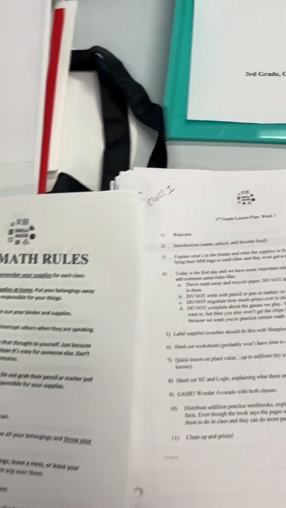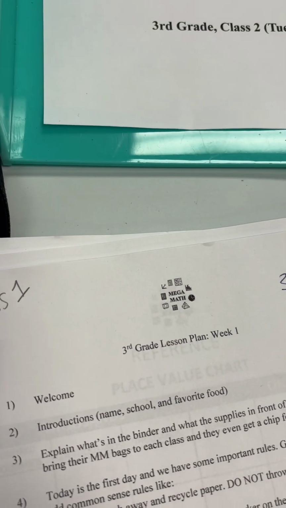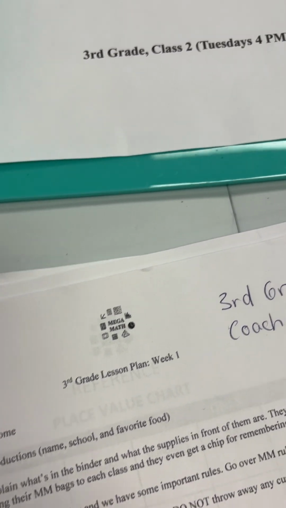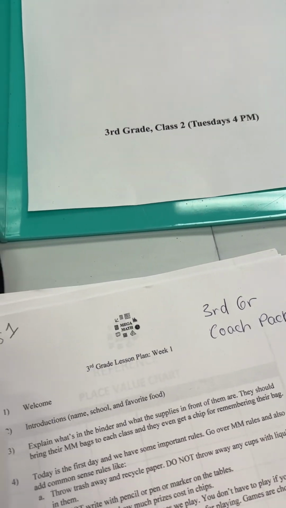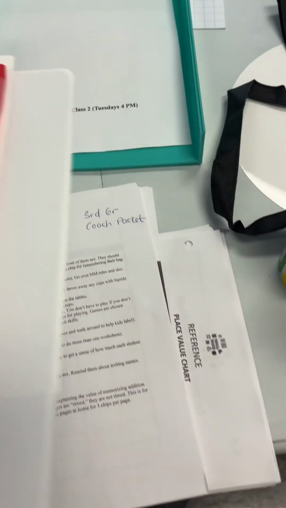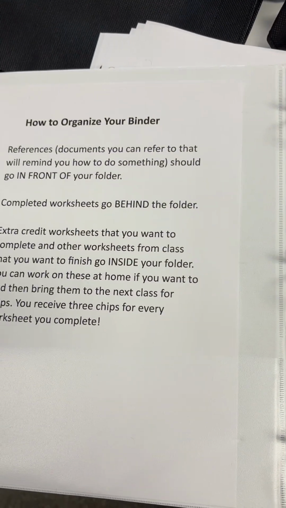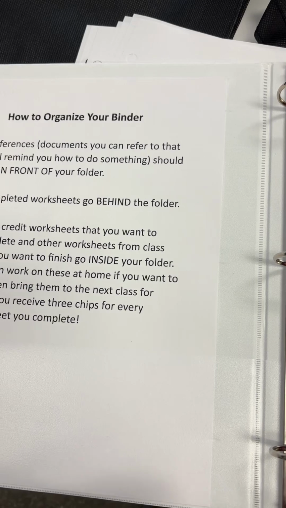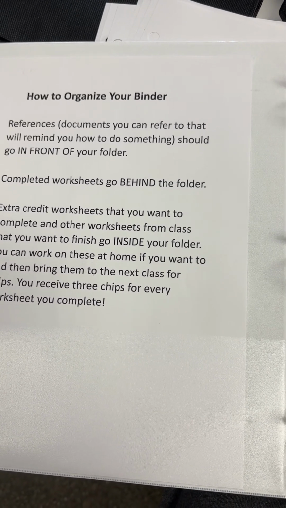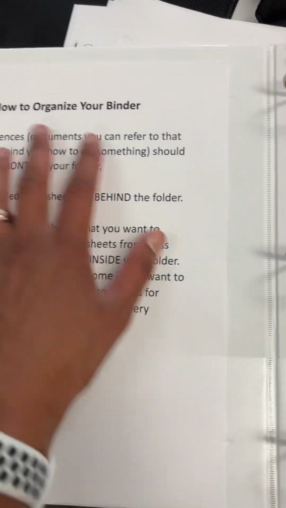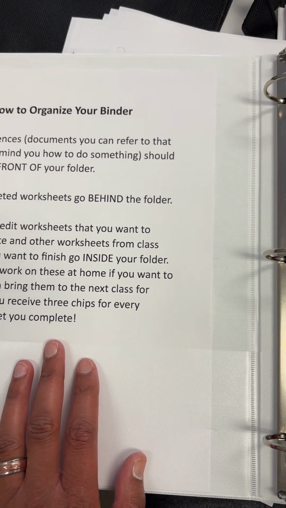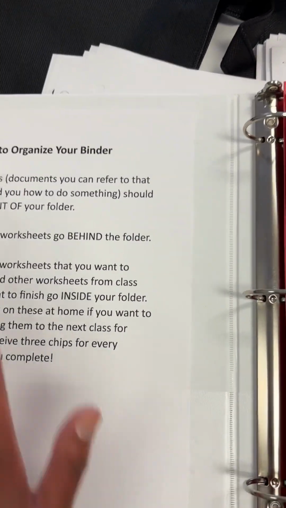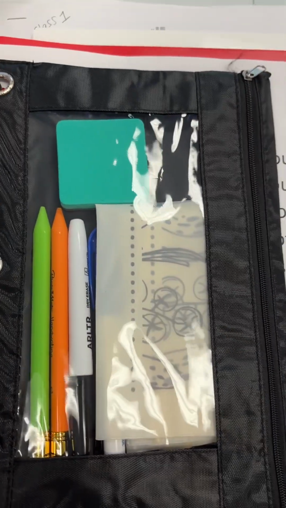So we're going to explain to them what's in their binder by saying, okay, in front of you is a binder where you are going to organize all your things. And the way the binder is formatted is they have a little sheet here that explains how to organize their binder. Now at this age, a lot of them are still just learning how to read. So this is a lot of text for them. So we can tell them, listen, you don't have to read everything because I'm going to tell you everything that you need to know. These are your supplies.